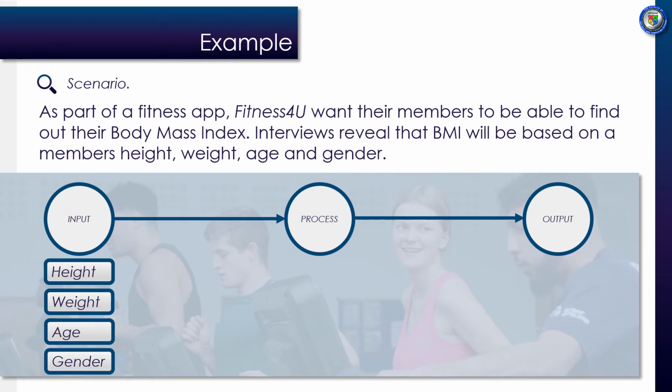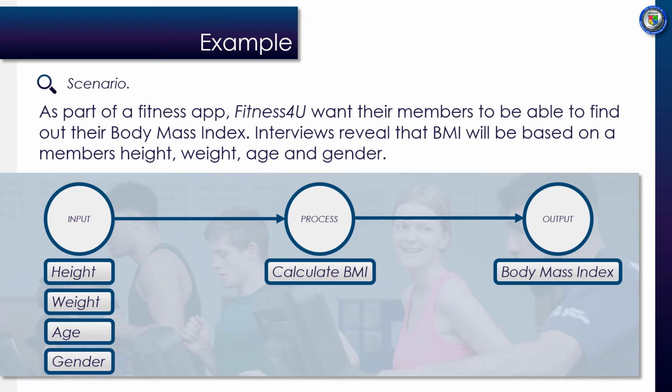Our processes are what we perform using those inputs. In this case, we will calculate the person's BMI using that information. Our output generated will be the person's body mass index. We will display that so that the person can see this information.